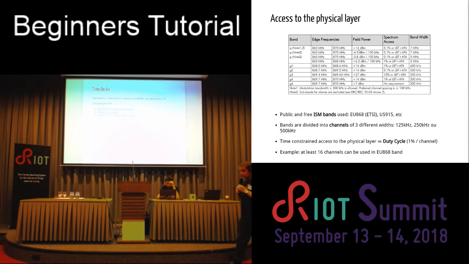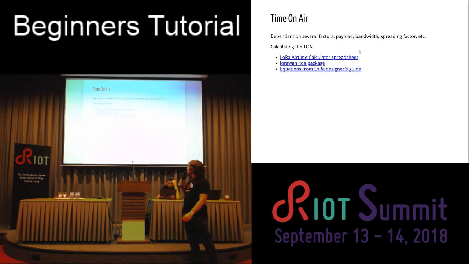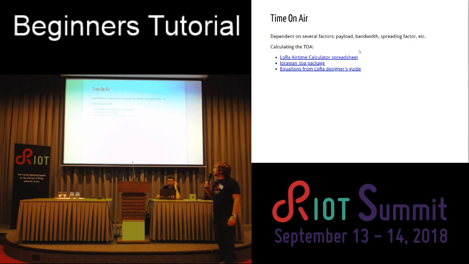So how do we get the time on air? Basically, there are several tools available. We can always go the MacGyver way and follow the equations from the LoRa Designer's Guide, but they require some knowledge, and it's not a direct equation. So we usually try to use either the LoRa airtime calculator spreadsheet that you can just clone, and you can follow the link in the slides, or there's a new LoRaWAN time on air package. It's a Python package that's also really nice to estimate the time on air based on the payload, channel, spreading factor and bandwidth.